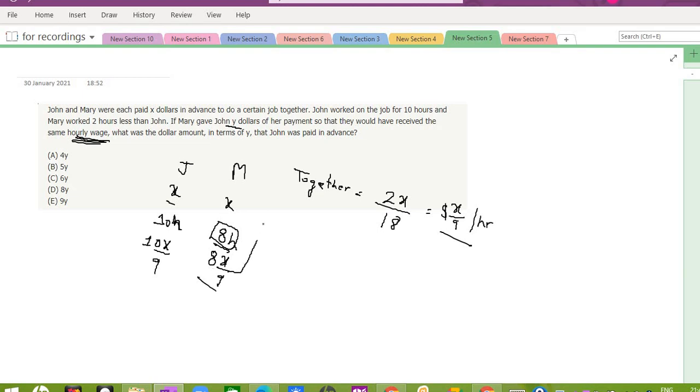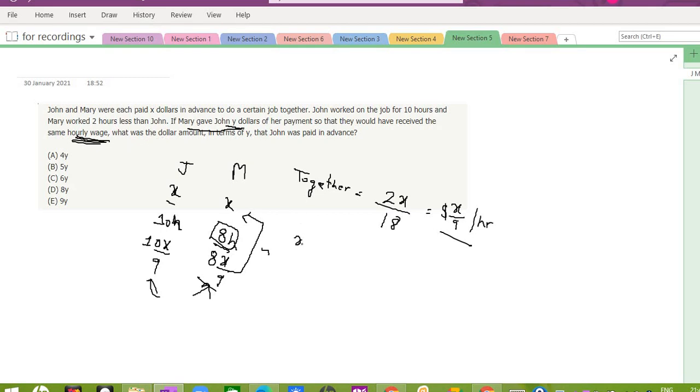But instead, she received more. She received x. So she wants to give away the difference of these two amounts to John so that he can have this much and she can keep this much. And that difference is Y here, because Mary gives John Y dollars of her payment so that they would have received the same hourly wage. Clear?